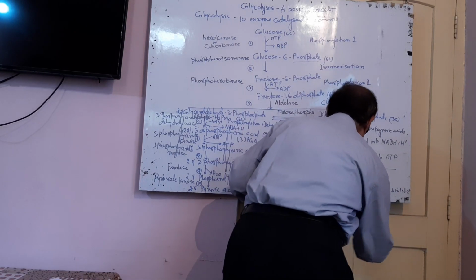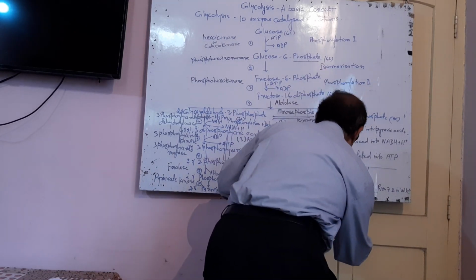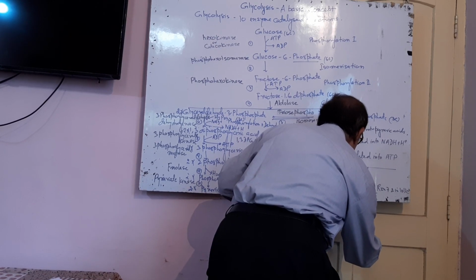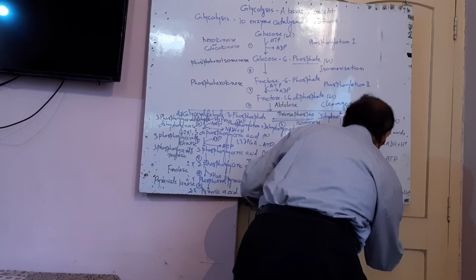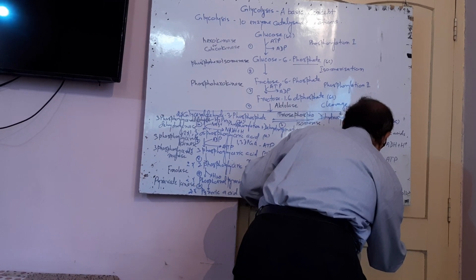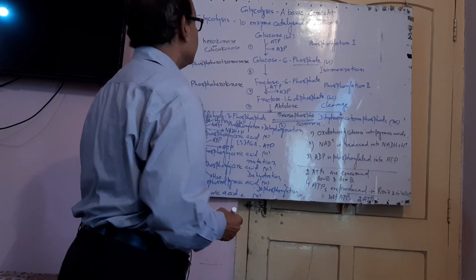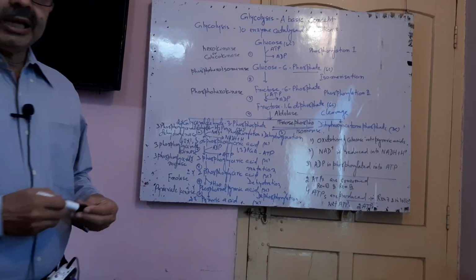So the net ATPs produced in glycolysis is 2 ATPs. That is all about the basic concept of glycolysis.